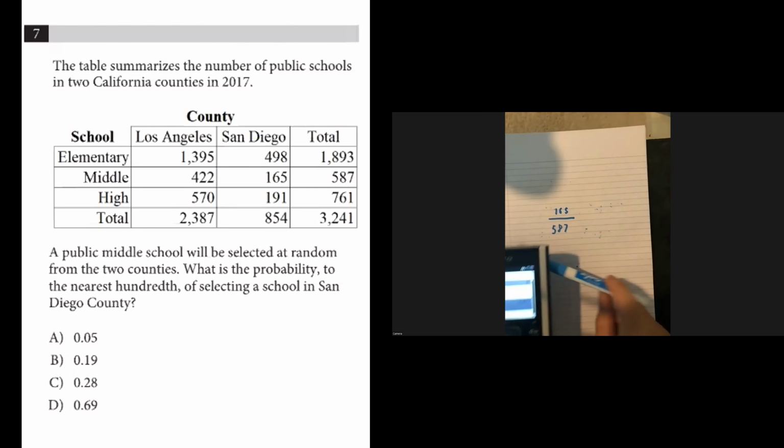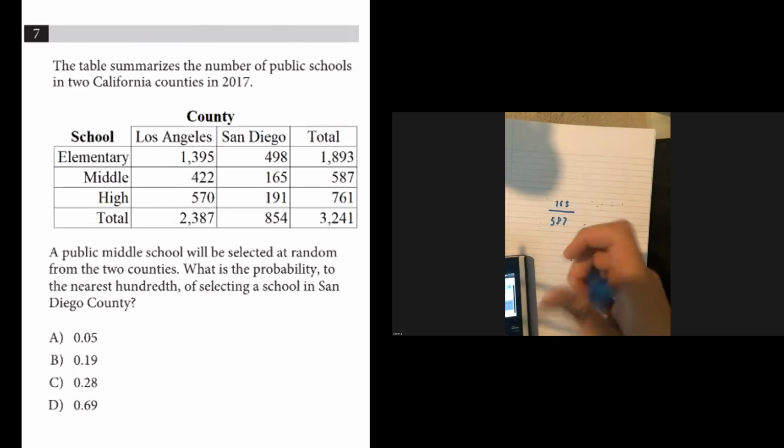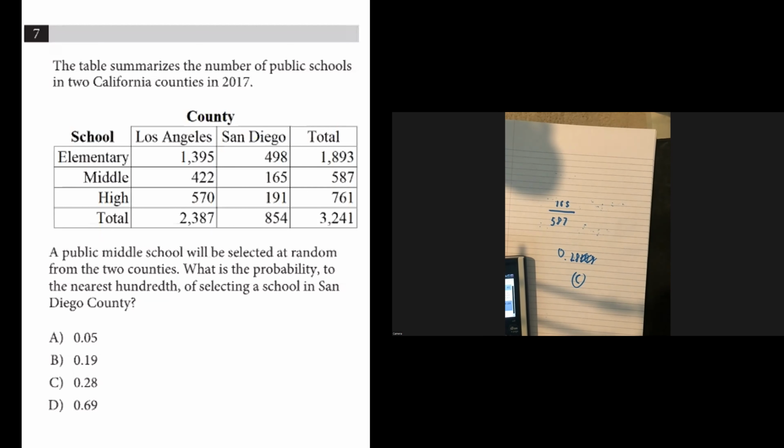Which gets us 0.28109, which rounded to the nearest 100th is just 0.28, which is C. I think that's it for question 7.